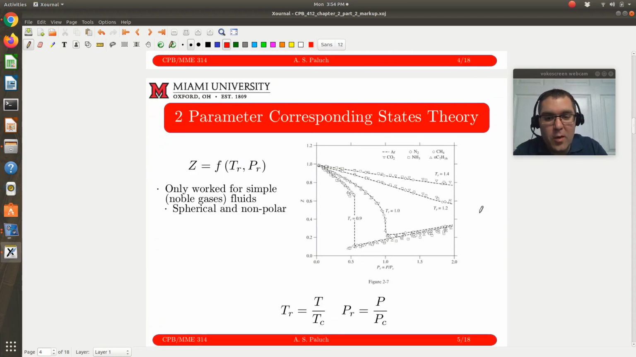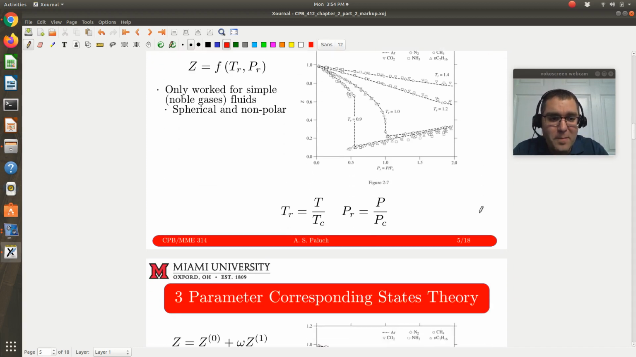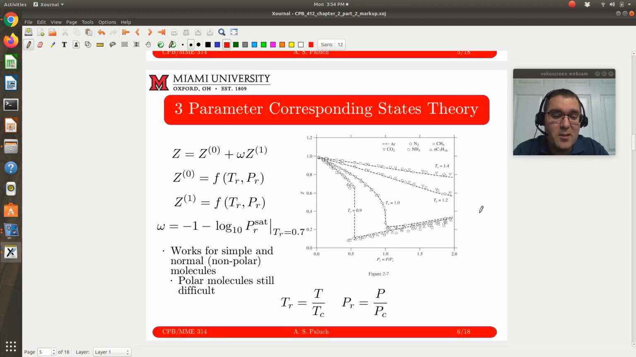Where things evolve from there is what we call two-parameter corresponding states theory. I plot with respect to reduced temperature and reduced pressure, so I need T_c and P_c to plot in reduced coordinates for this to work. It works well for what Pitzer called simple spherical molecules. But if I were to throw something like water on there, the deviation is going to be even greater. What's even more amazing is that he then introduced a third property called the eccentric factor.